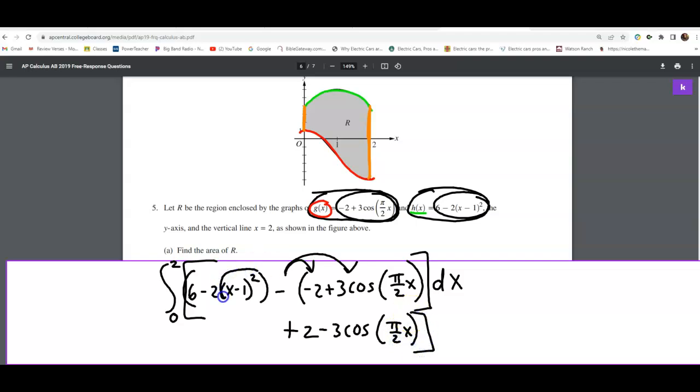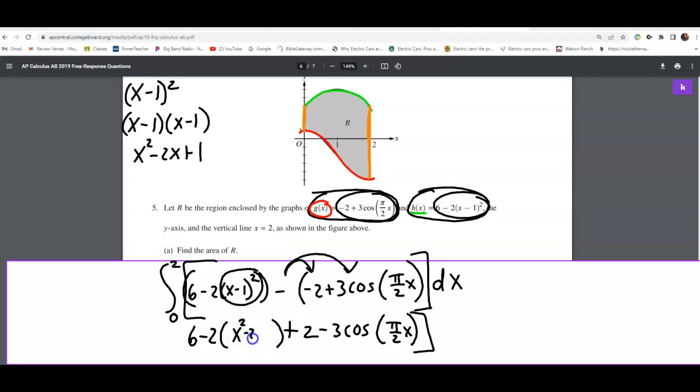And for this piece over here, I'm going to expand this out. x minus 1 squared means we have x minus 1 times x minus 1. You could multiply it out with a box method or whatever you want, but it comes out to be this. So we're going to have 6 minus 2, and that whole thing there becomes x squared minus 2x plus 1. Now, I could have left it like this and gone with a u-sub approach on that piece alone, and that's another way of doing it, but I think it'll be easier if we expand it. Sometimes it is. All right, next I'm going to distribute this negative 2 in here.